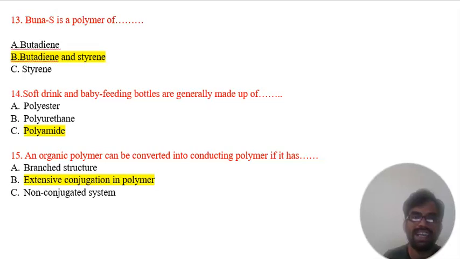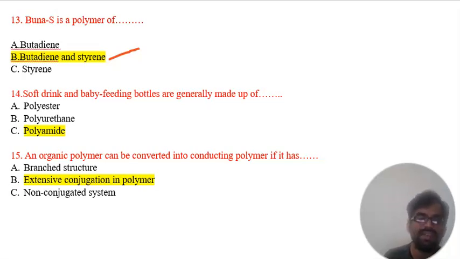Butadiene and styrene. So the right answer is B. Butadiene and styrene is the polymer of butane. Yes. Next one, the fourth one, is a very important bit. Soft drink and baby feeding bottles are generally made up of dash.